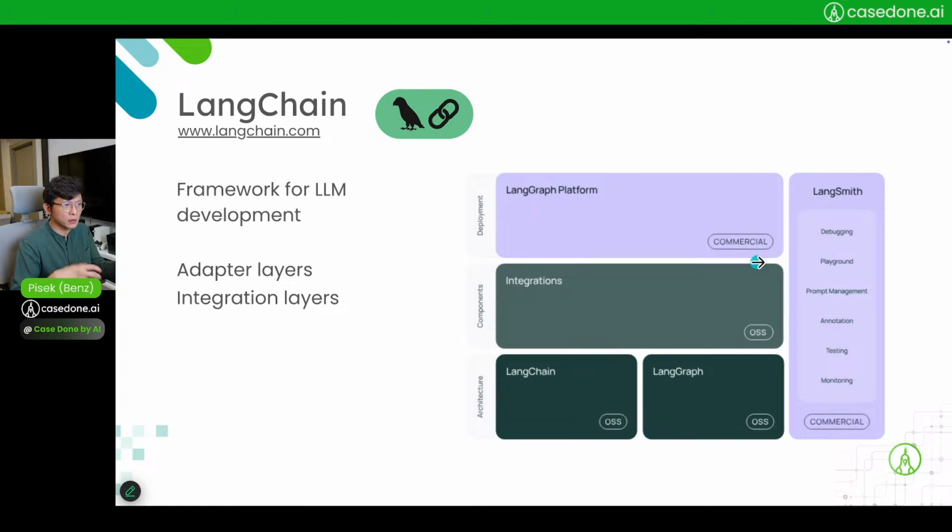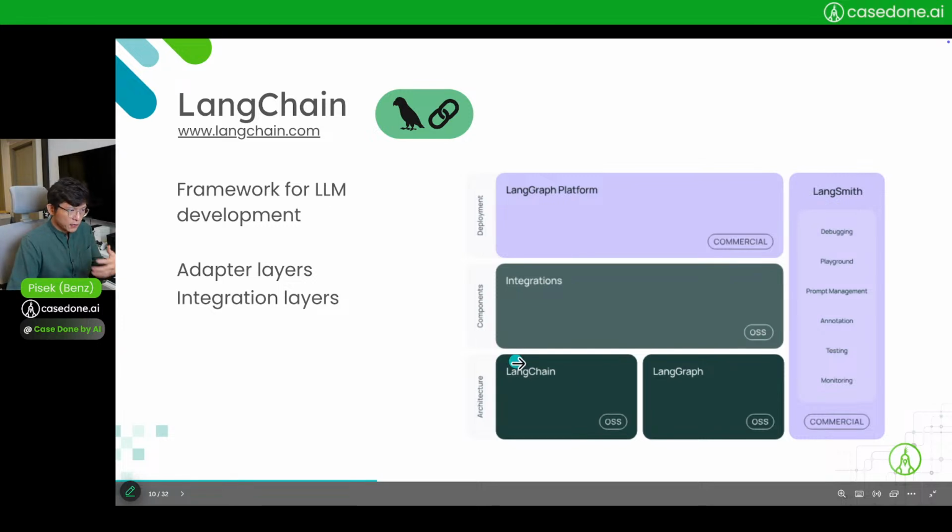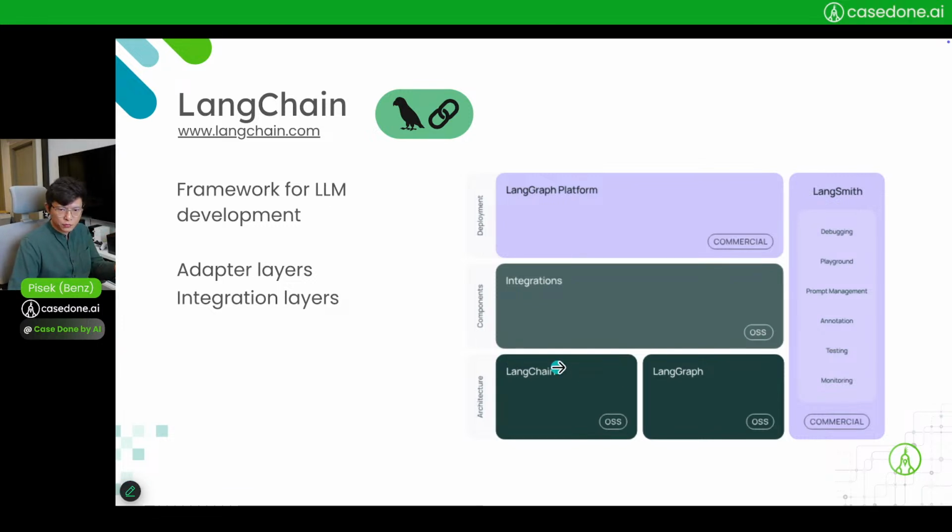So if you want to develop your agent-based, very complicated system, I think you should go with the LangGraph Platform. But this is at the commercial level. They are gracious enough to provide us with free tools like LangChain and LangGraph, for example. All right.